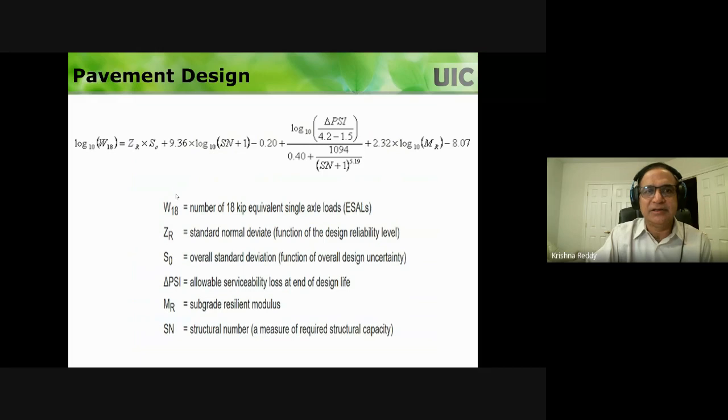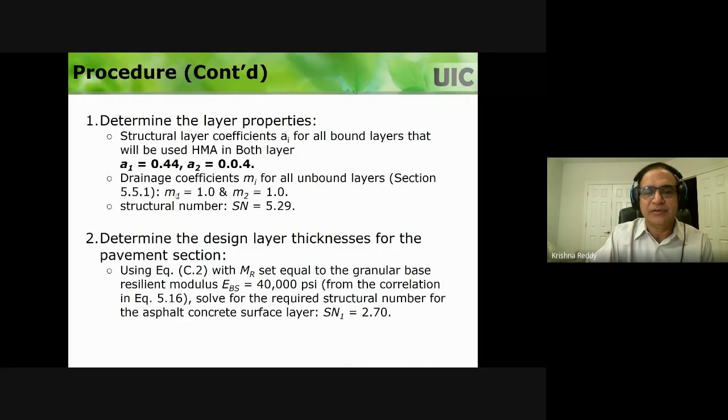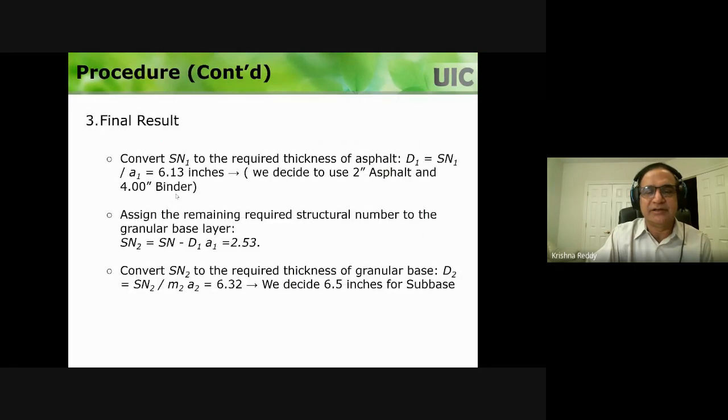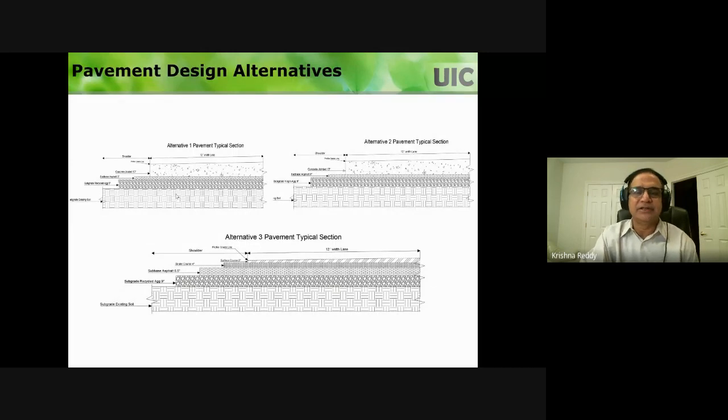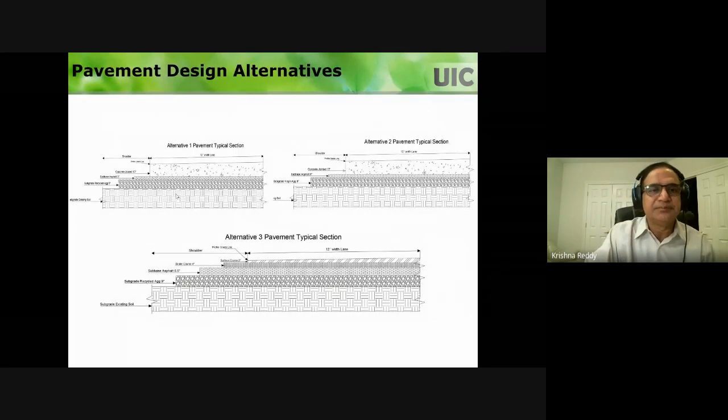And this is the pavement design methodology. These are the things that you can assign students as homework, and they can come up with these thicknesses based on this. So basically, the idea is we have these three pavement design options, right? So alternative one, basically that's what has been built, as constructed, and we are comparing the sustainability of that versus the sustainability of these two other options.